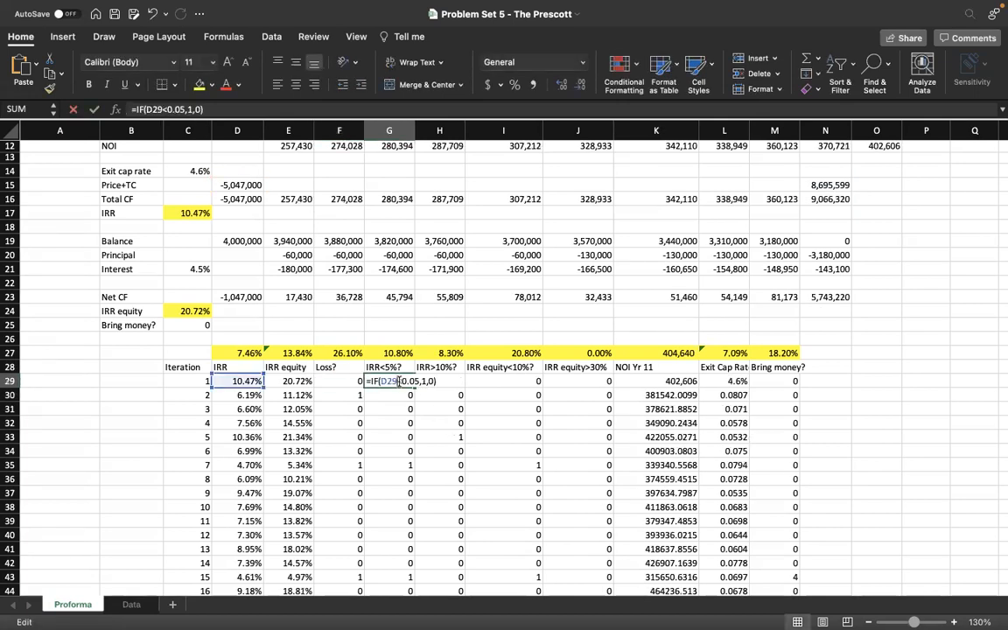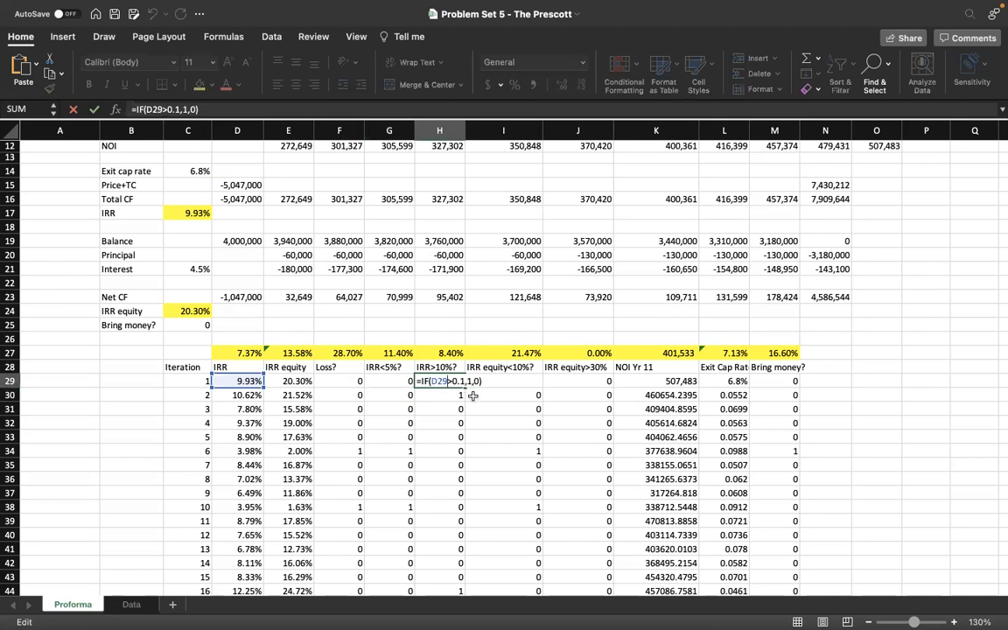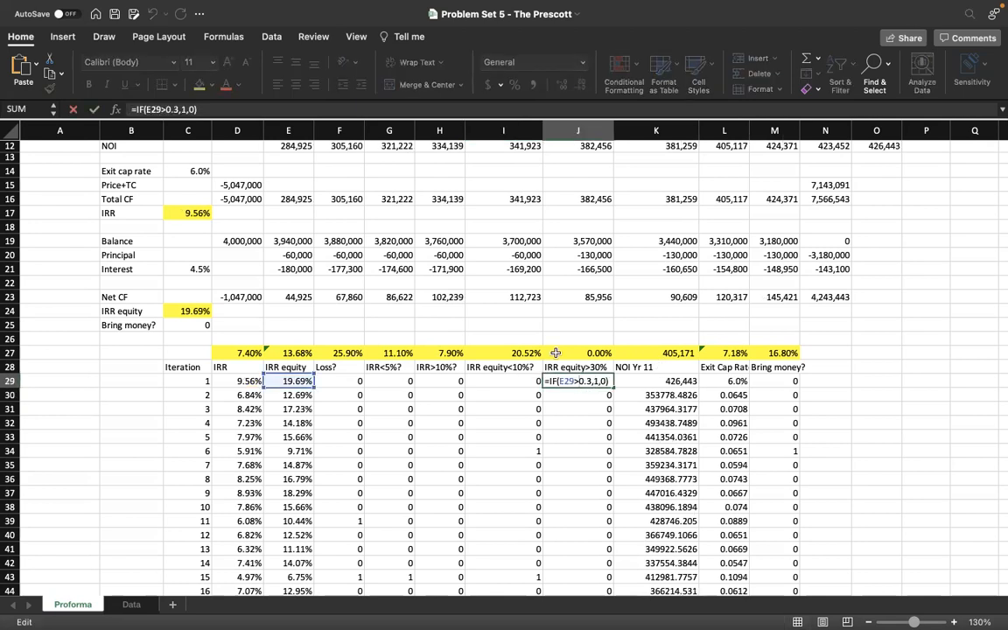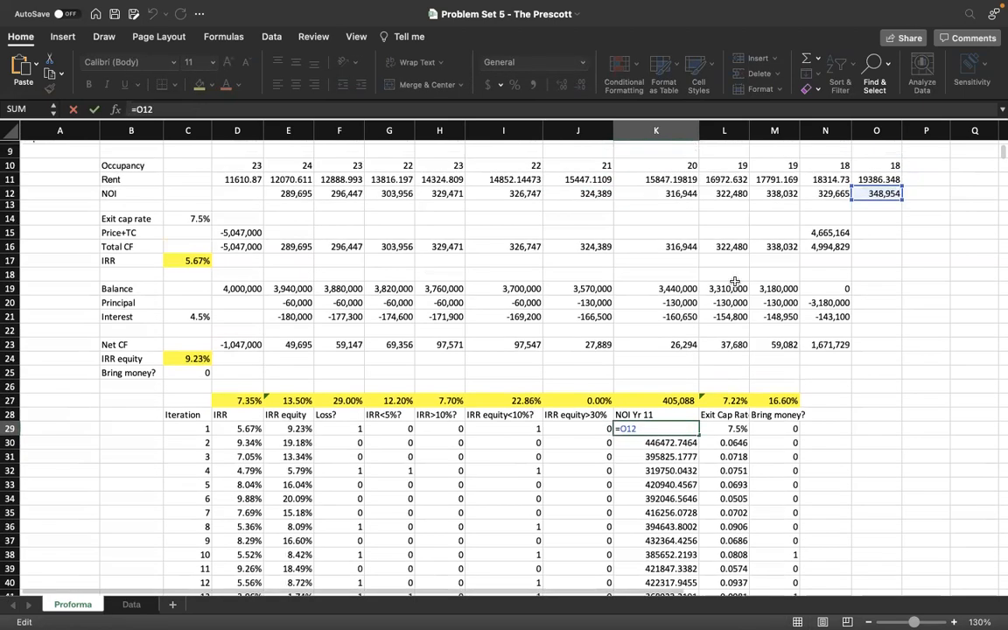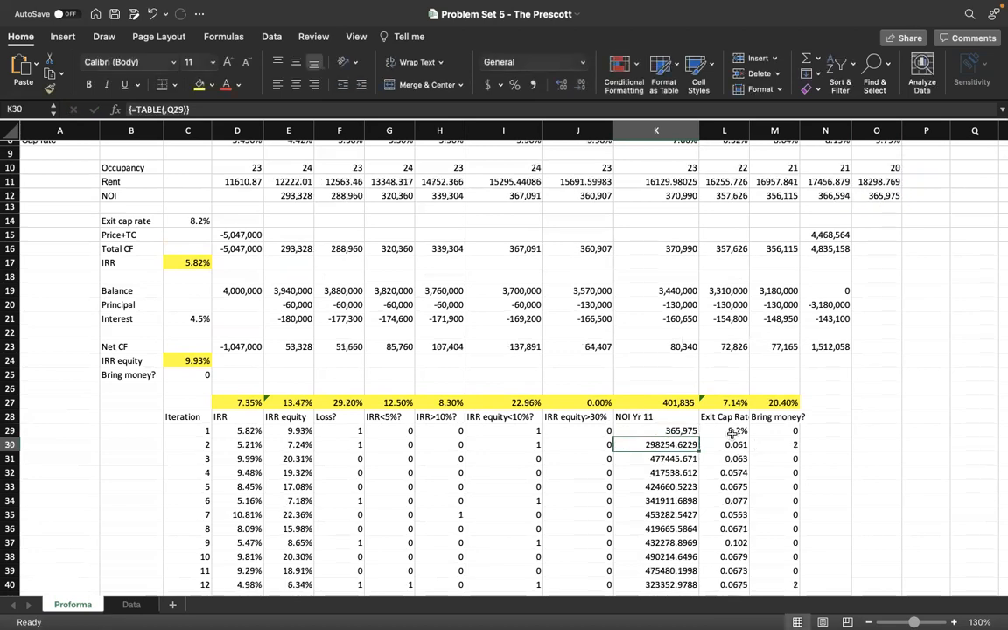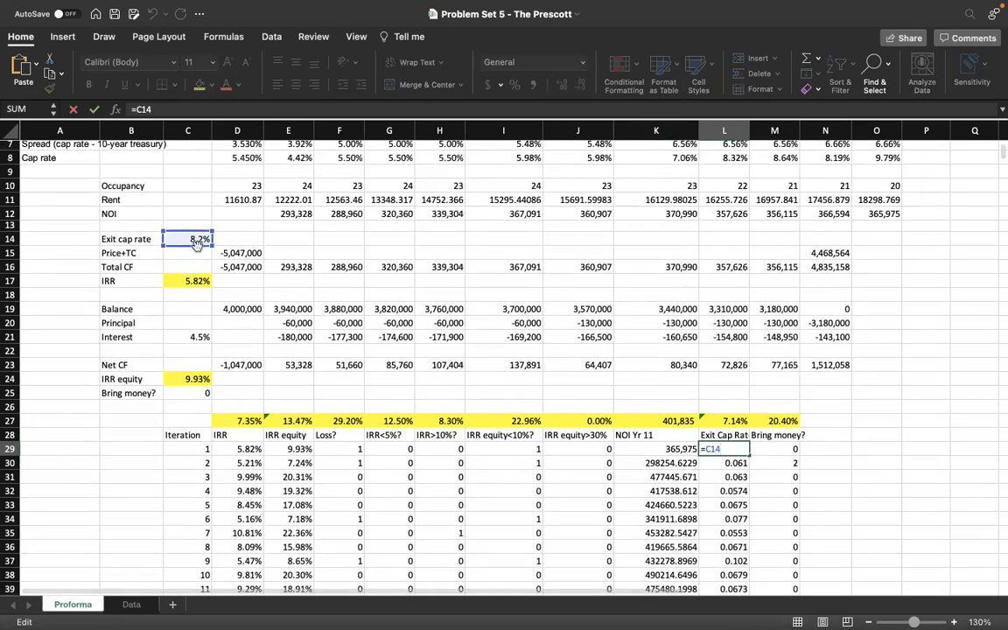And the IRR smaller than 5% flag is whether this asset IRR is smaller than 5%. And if this is greater than 10%, just an if statement. Similarly for IRR equity, if the IRR equity is smaller than 10%, or if it is higher than 30%. And NOI year 11 is just the NOI in year 11. Exit cap rate is just the exit cap rate, same.